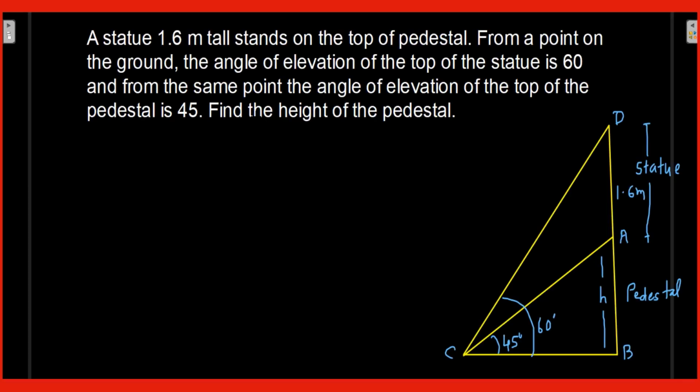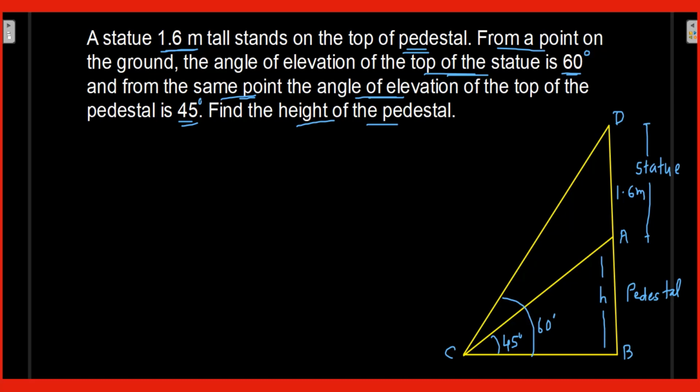The question is on the screen. A statue 1.6 meter tall stands on the top of a pedestal. From a point on the ground, the angle of elevation of the top of the statue is 60 degree, and from the same point the angle of elevation of the top of the pedestal is 45 degree. Find the height of the pedestal.